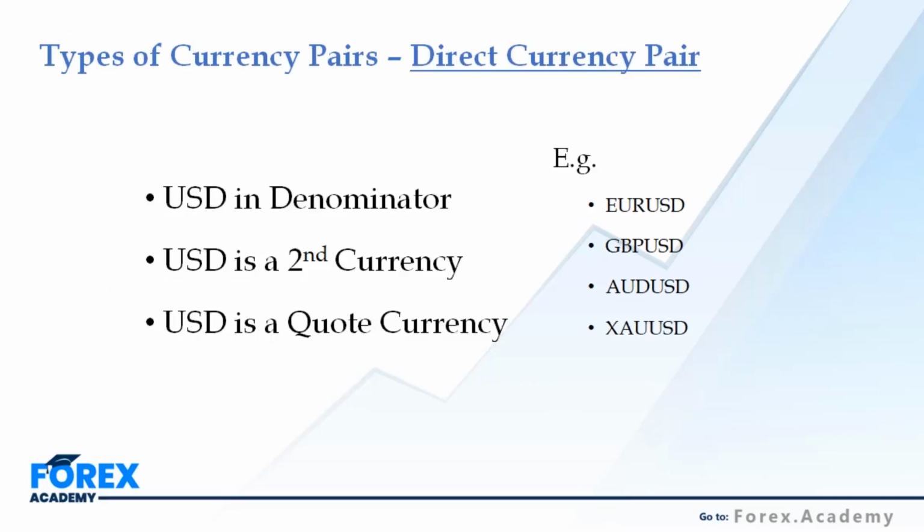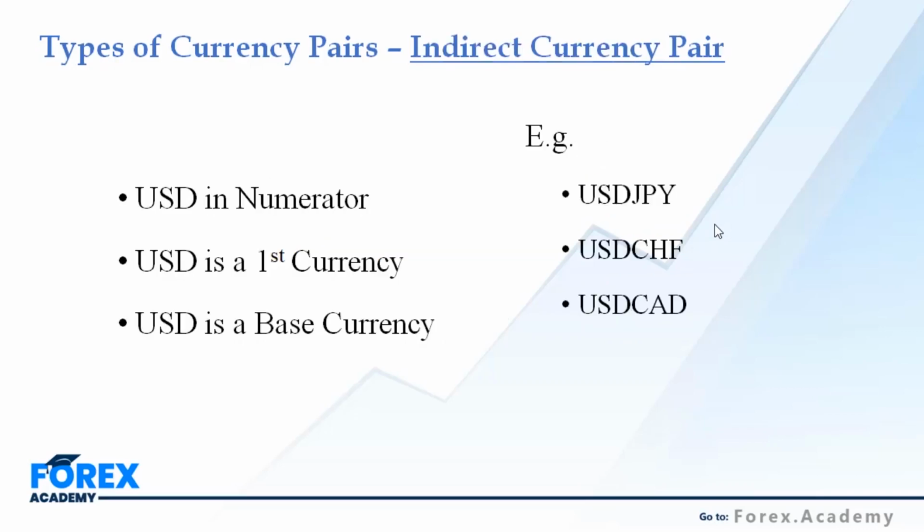Guys, the direct currency pair is a currency pair where US dollar is in the denominator, first thing. Second thing, the US dollar is a second currency, or US dollar is a core currency. Probably let me change the color of my marker so it will be more clear. Blue. Alright, so US dollar is in the denominator. It means that it's a second currency, like euro is on the upper side and the USD is on the lower side. So the first currency is euro, the second currency is USD. So dollar is in the denominator. It's a second currency, it's a core currency. That is a direct currency pair.